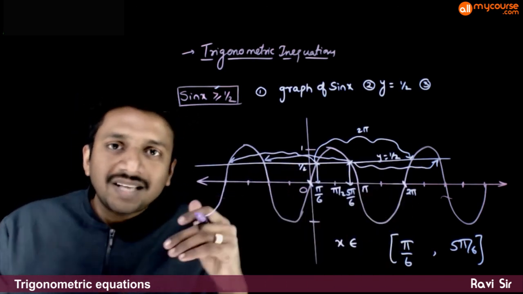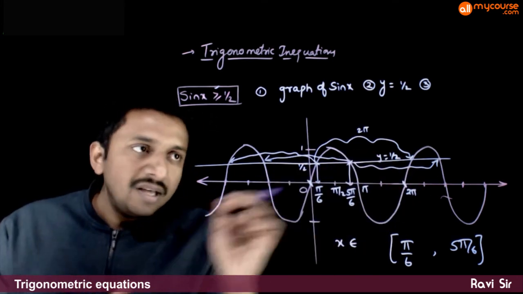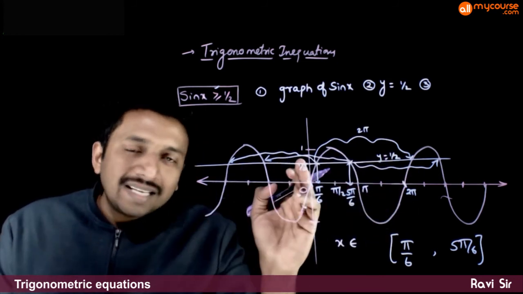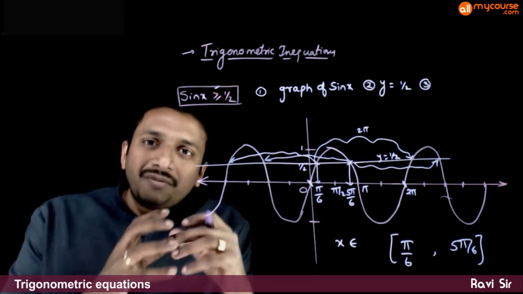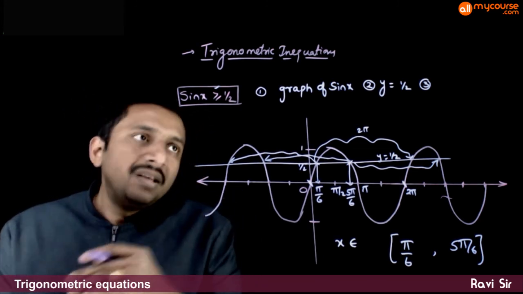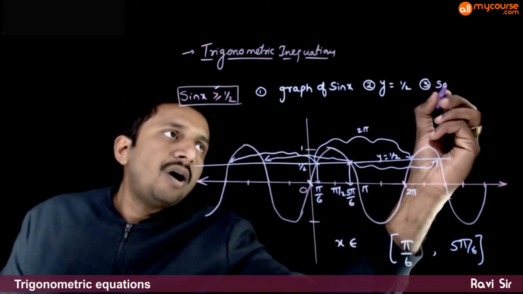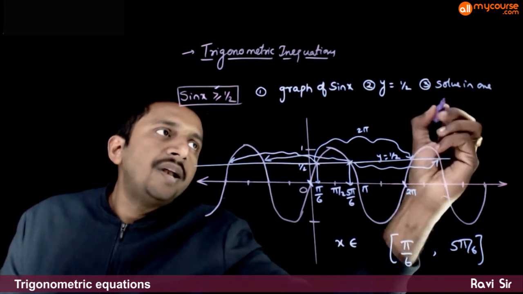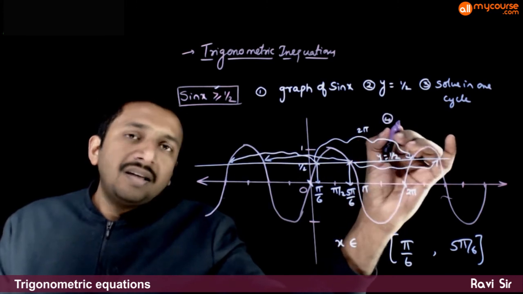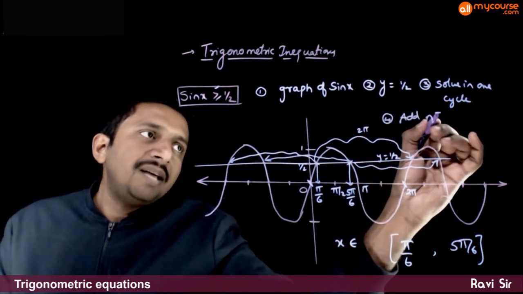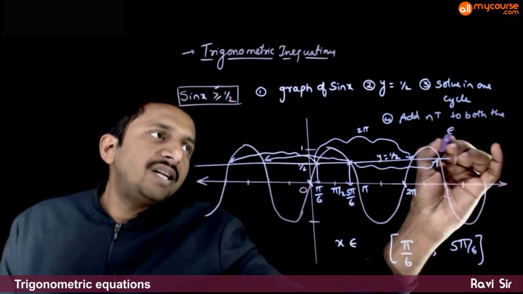And if you want to go to the next cycle, you need to add again one more 2 pi. That means effectively you're going 4 pi units forward. Next step, 6 pi units forward. That means you go some number of times the fundamental period. So graph of sin x, draw the horizontal line, solve in one cycle, you get the solution, and just add n times T to both the extremities.